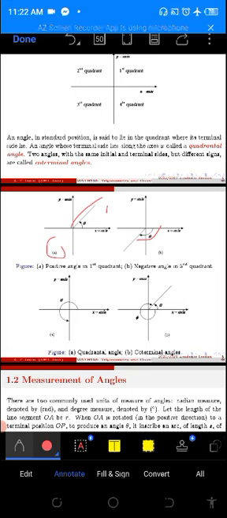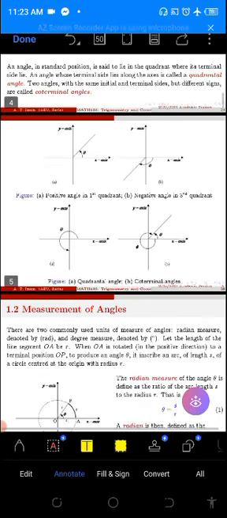Similarly, two angles with the same initial and terminal sides but different signs, meaning one is positive and the other is negative, are called coterminal angles. An example is provided on the second part of the diagram.